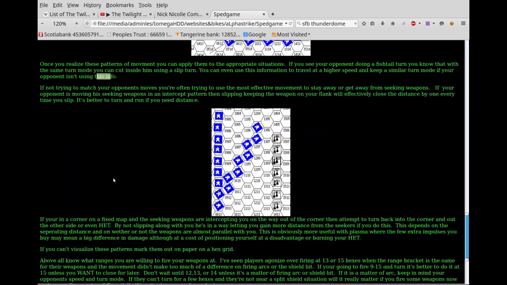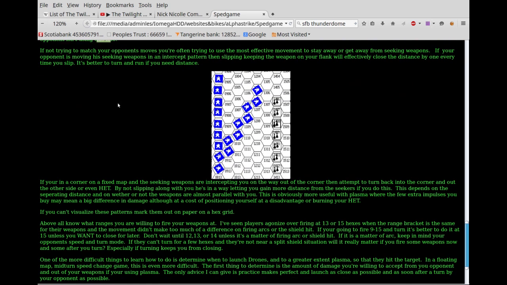Then we have maintaining distance. If not trying to match your opponent's moves, you're often trying to use the most effective movement to stay away or get away from seeking weapons. If your opponent is moving his seeking weapons in an intercept pattern, then slipping, keeping the weapon on your flank, will effectively close the distance by 1 hex every time you slip. It's better to turn and run if you need the distance.